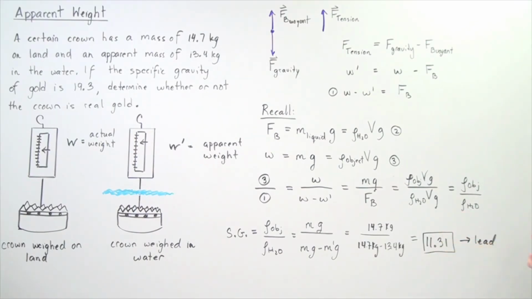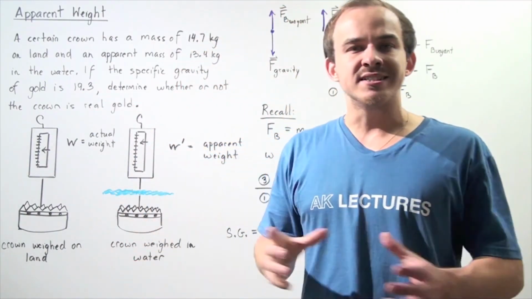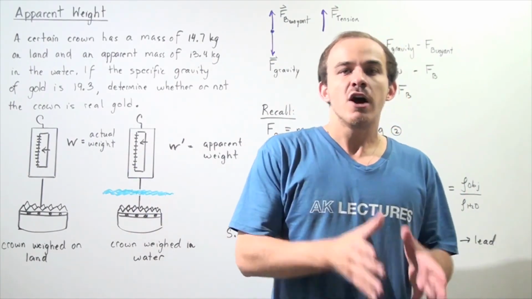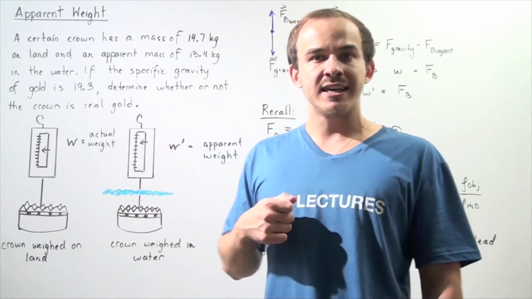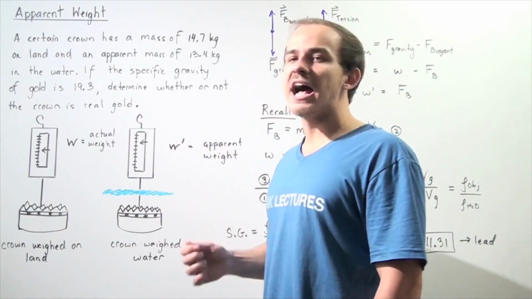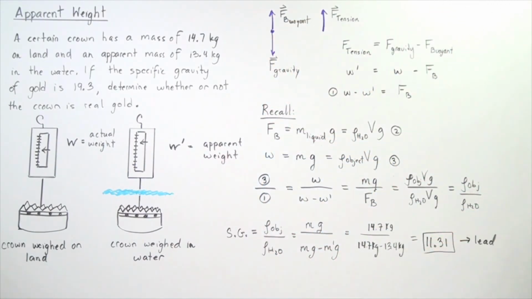11.31. Notice this is not the same value as 19.3, and that means the densities of the two objects don't match. The density of pure gold and the density of the object, the crown that was given to the king, don't actually match, and that means the crown is not pure gold. In fact, a value of 11.31 would mean that the crown is in fact lead and not gold.